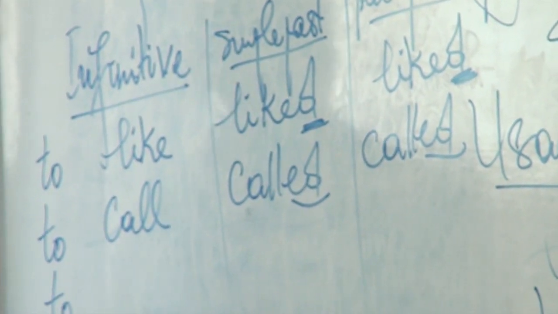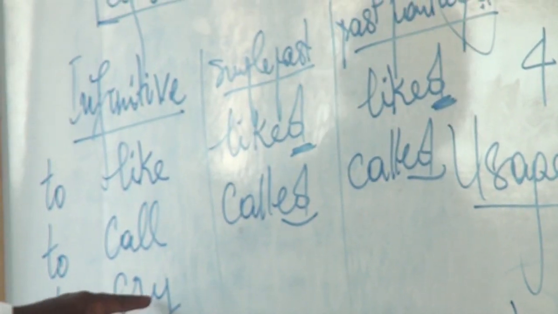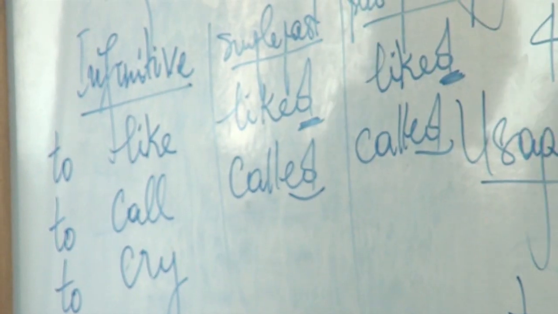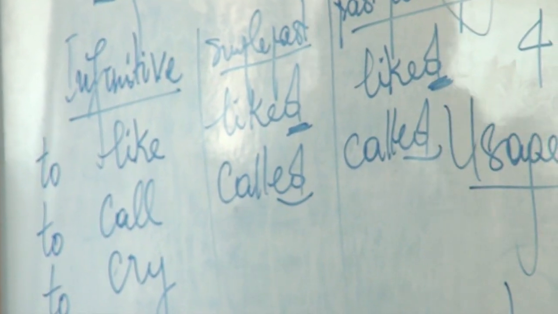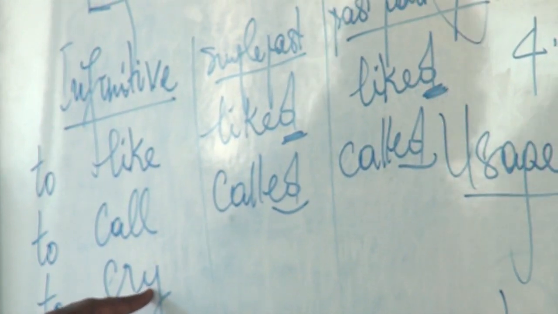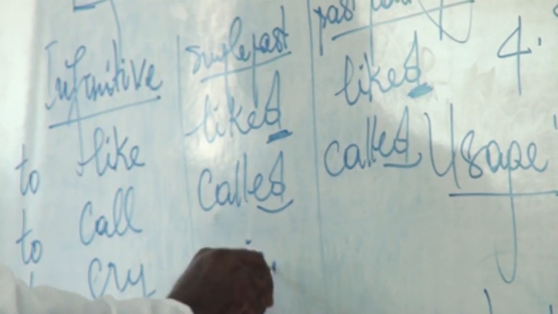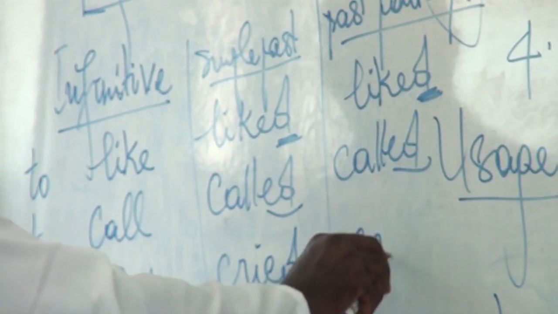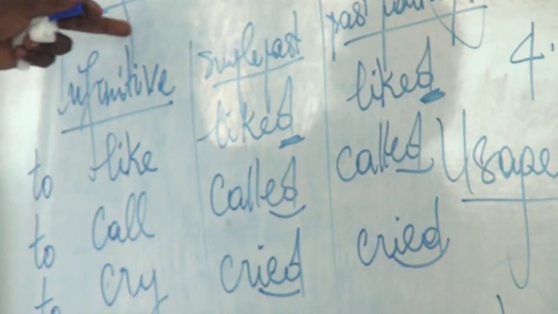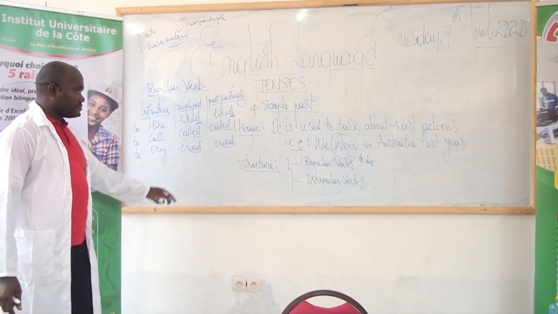Now, if you have a verb such as to cry, a verb that ends with Y preceded by a consonant. But I'm not saying that all the verbs that end with Y, preceded by a consonant, are regular verbs. No, that's not what I'm saying. I'm just taking a case of the verb that ends with Y, preceded by a consonant. So here, Y we change into IED. And here, Y we equally change into IED. So, this is an example of regular verbs.